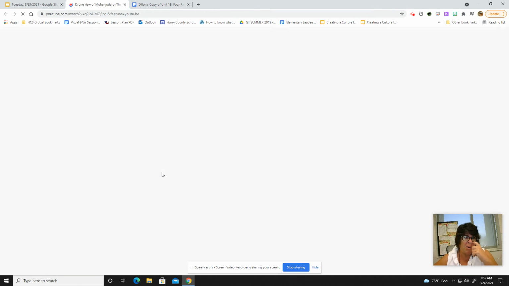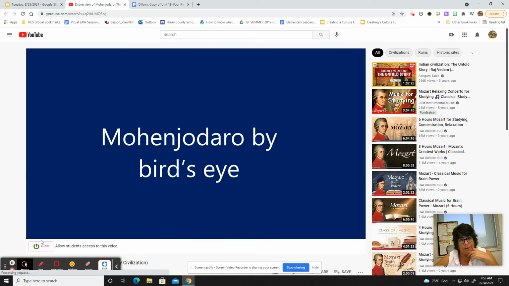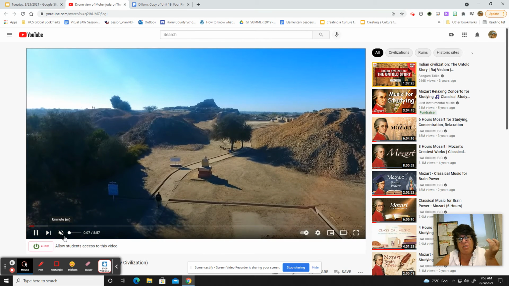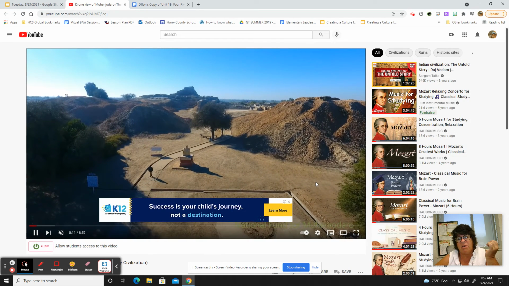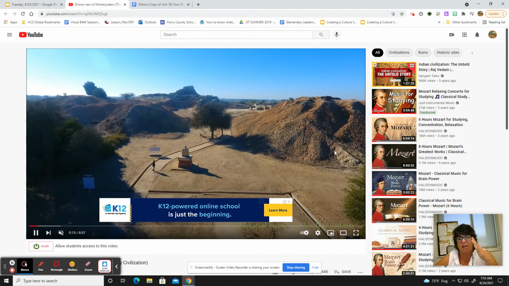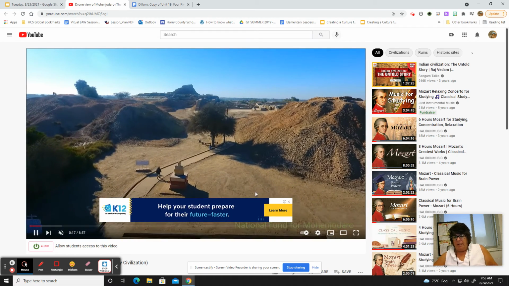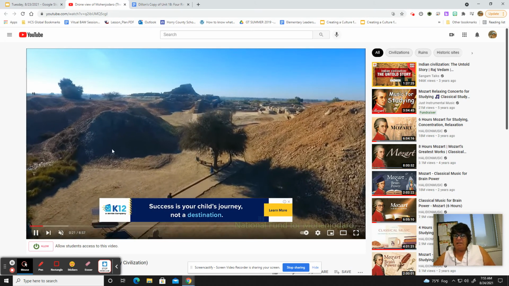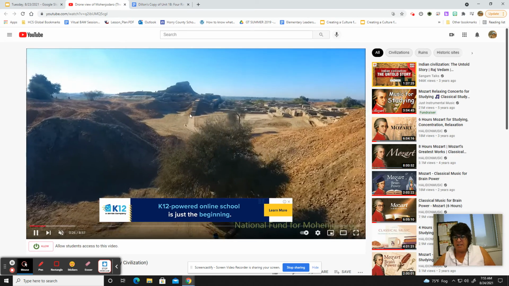This field trip is all done with the use of a drone. So you can either put the music on. The music is kind of eerie, but it's a very solemn place. It's in Iraq and might be near Palestine, I believe. And this area has been uncovered, and you'll see it.